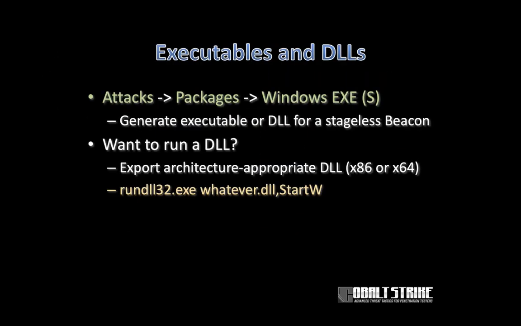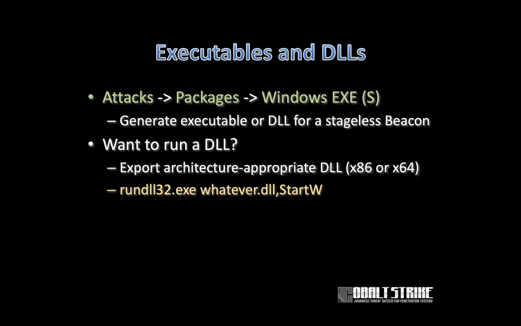The first type of artifact I want to concretely talk about are executables and DLLs. You can generate a stageless executable or DLL artifact, and that again is an artifact that embeds your payload without a stager. Go to the Attacks, Packages, Windows Executable (S) for stageless menu in Cobalt Strike. When you export a DLL via this menu, be aware that you have the option to use Rundll32 to kick it off.